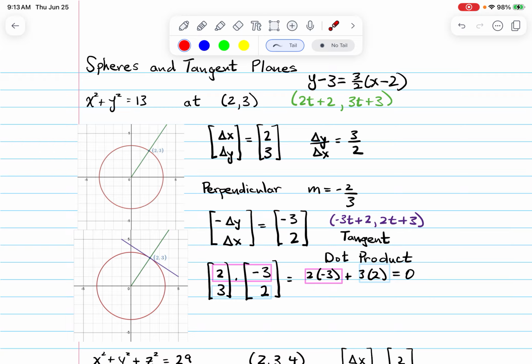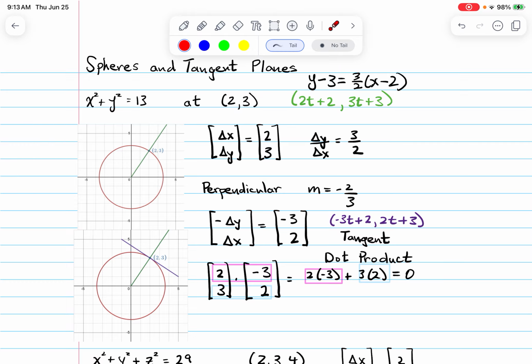Now, how would that look with parametric? Well, it would be negative 3t plus 2 for the top part, and 2t plus 3. See? Because this is now in the y coordinate. This is now in the x coordinate. This is now in the y coordinate. So dig how that looks. So this is the perpendicular line. Here is the line. Here is the perpendicular. This is the tangent. This is this line right here.